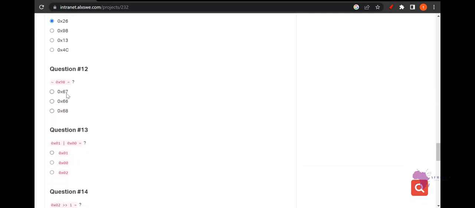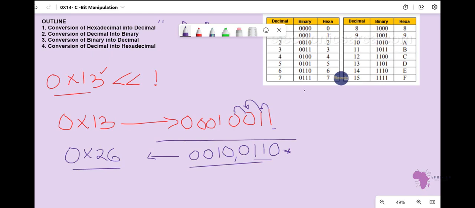Let's get number 12. You've been told this one is like the first one. The first one you are given 0x12. So this one 098, but we negate. So let's have it like this. We have been given 0x98, but we have been told something like this.